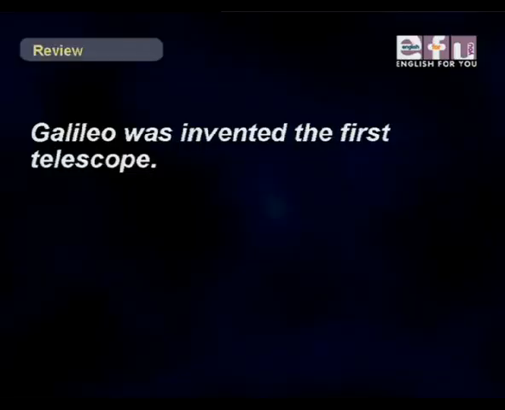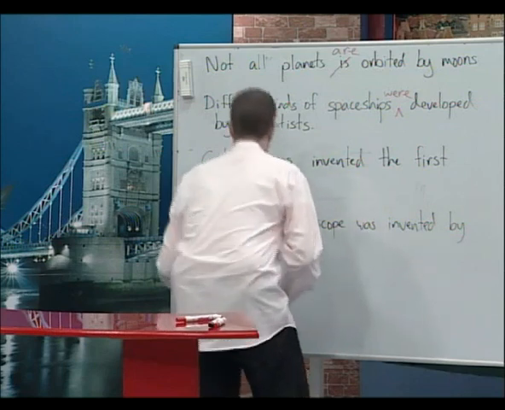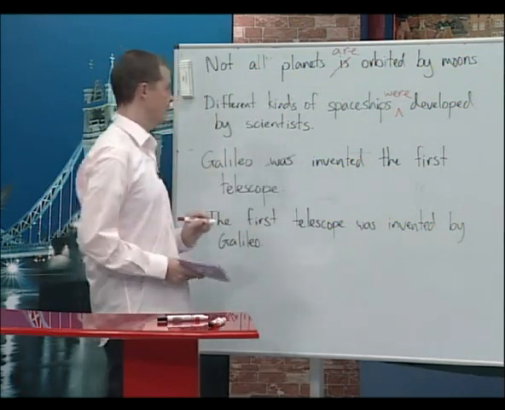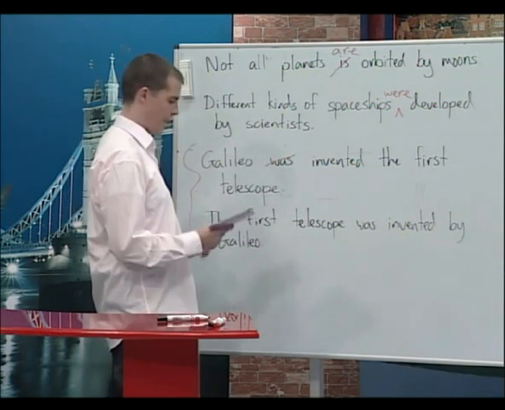Monica, last one. Galileo invented the first telescope. The first telescope was invented by Galileo. Okay. Or we could say, active sentence, Galileo invented the first telescope. That one's active, and this one is passive.